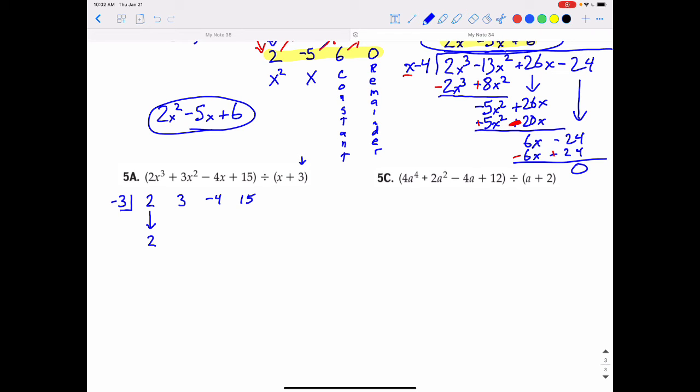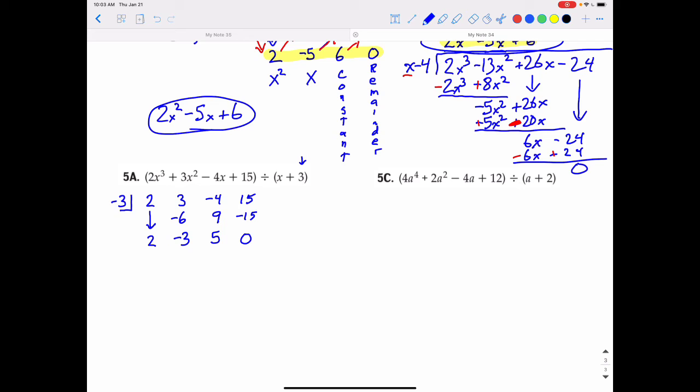We start out by multiplying negative 3 times the 2 we just brought to the bottom row. That's negative 6. And then we add those to get negative 3. Now take negative 3 times negative 3, that's positive 9. We add those to get 5. Negative 3 times 5 is negative 15. We add 15 to negative 15, and we get 0 in my last column. That's usually a good sign because that represents the remainder, which means that this answer will have no remainder.